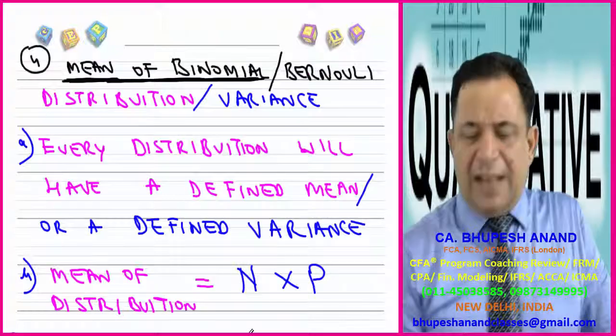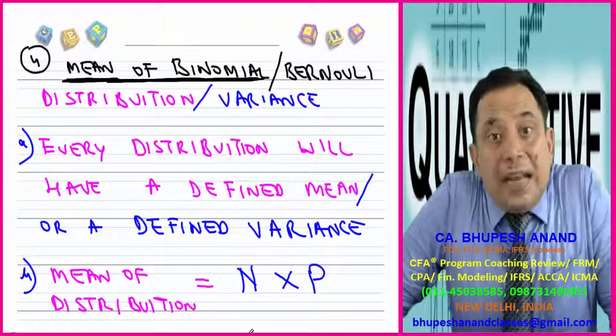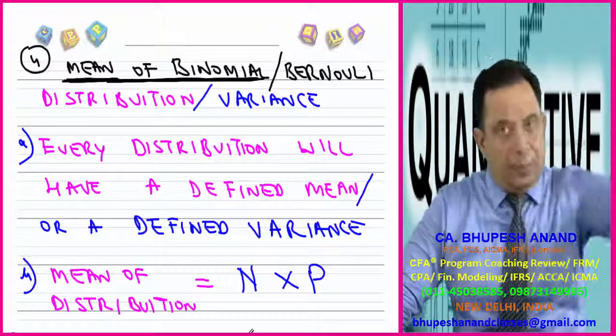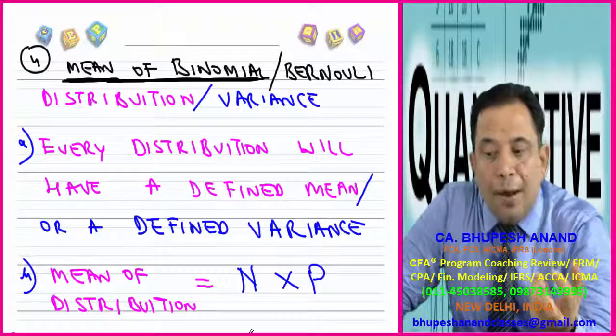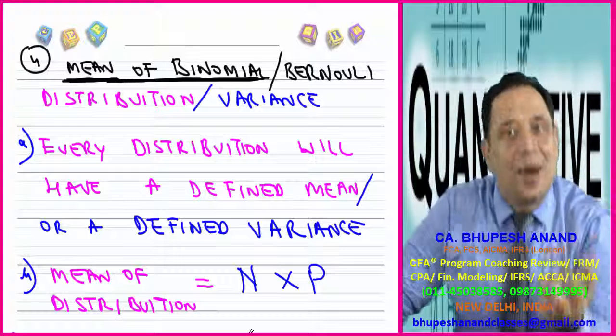Just first write down the last point, then I will tell you something more. How to calculate the mean. I have just told you the meaning of binomial, the meaning of Bernoulli, and how we can calculate probability. Now the last point is how to calculate the mean and variance of binomial distribution.